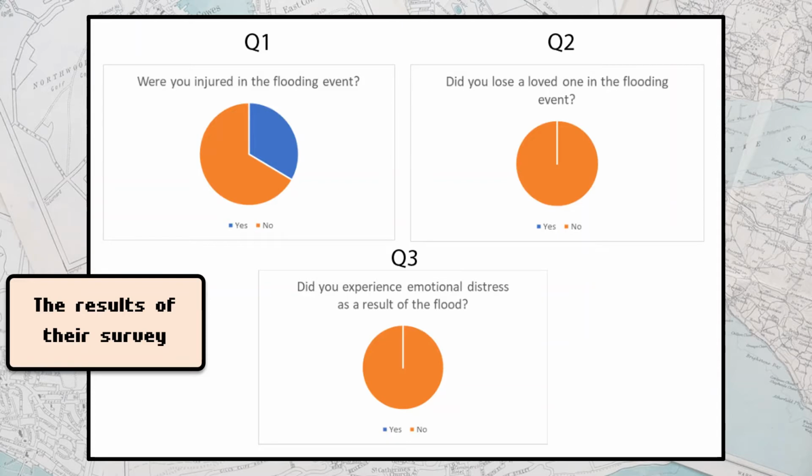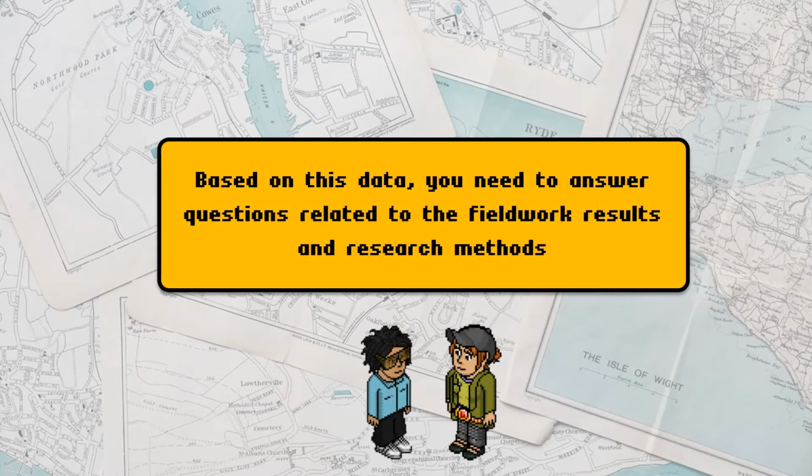So do you think that this information is accurate for us to come to a conclusion? Alright, so based on this data that the students have collected, you need to answer questions related to the fieldwork results and research methods. Basically, they will ask you questions about whether the GI methods were accurate, etc.